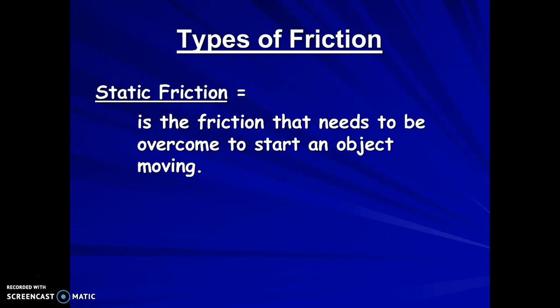The first one is static friction. This is the friction that is needed to be overcome to start an object moving. What that means is the chair in the middle of my room, static friction is holding it in place. Okay, I have to overcome static friction when I push it to get it to move. So basically it is the friction happening with a standstill object.